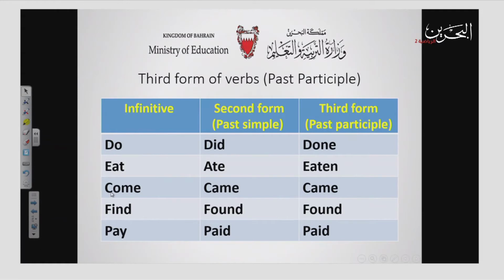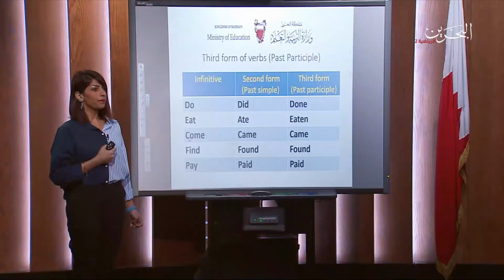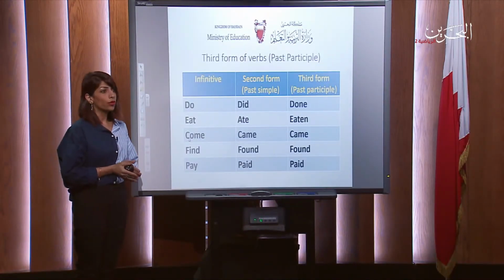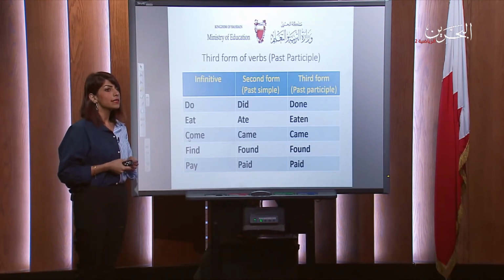Come, came, came. In this case, it doesn't change. Then, find, found, found. It's the same. The last one is pay, paid, paid. You can practice more, and you can use your dictionaries to find the infinitive, the second form and the third form for the past participle uses. It will help you further in writing.